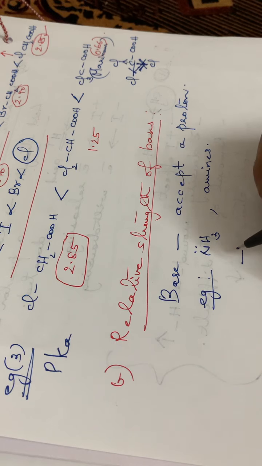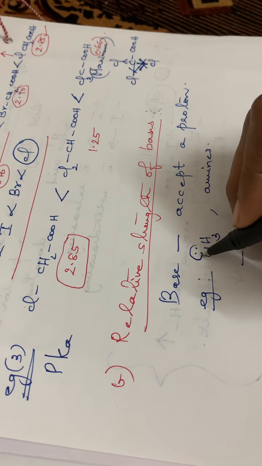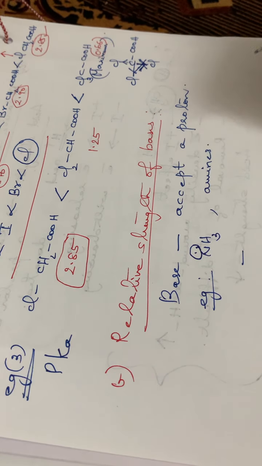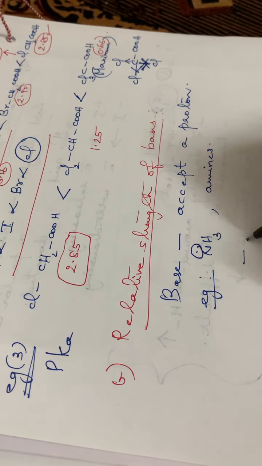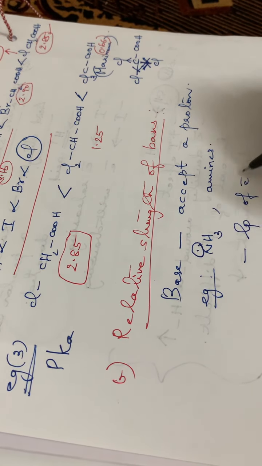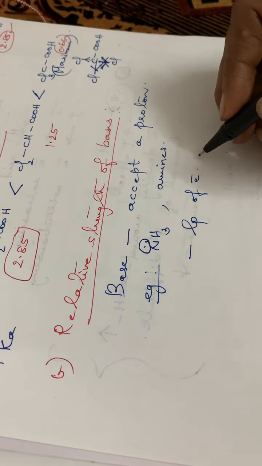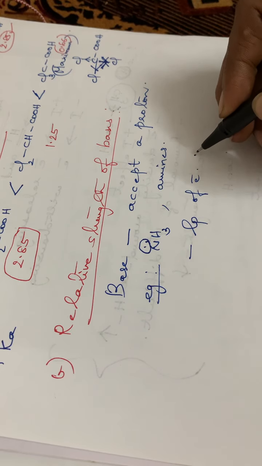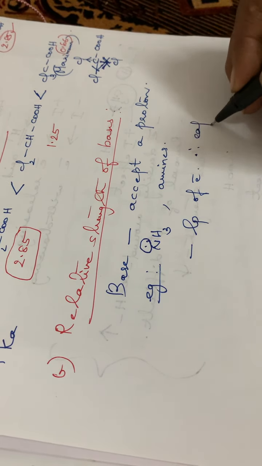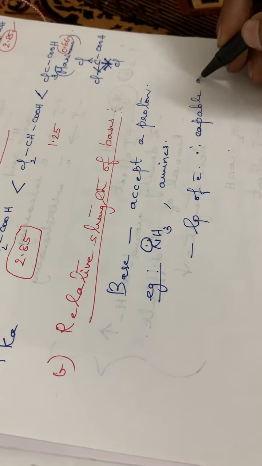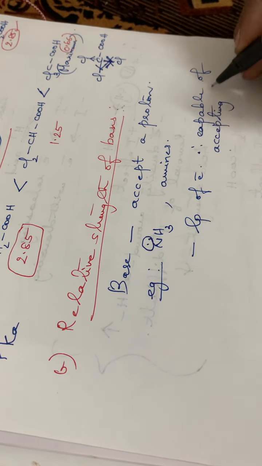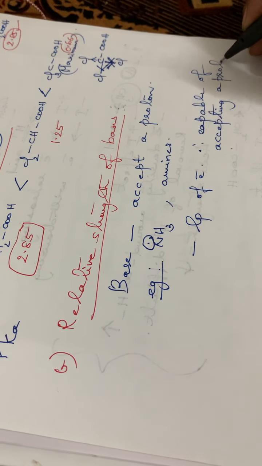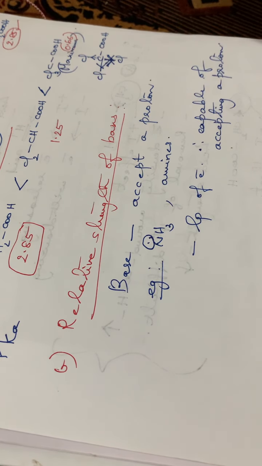Normally these basic substances have a lone pair of electrons, and due to the presence of this lone pair of electrons, they are capable of accepting a proton.